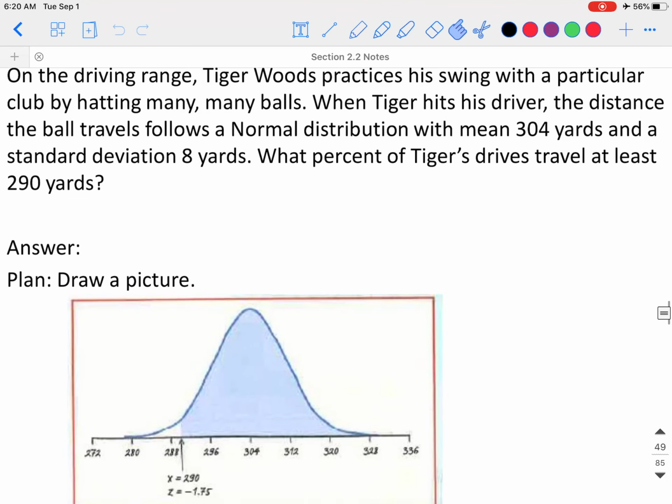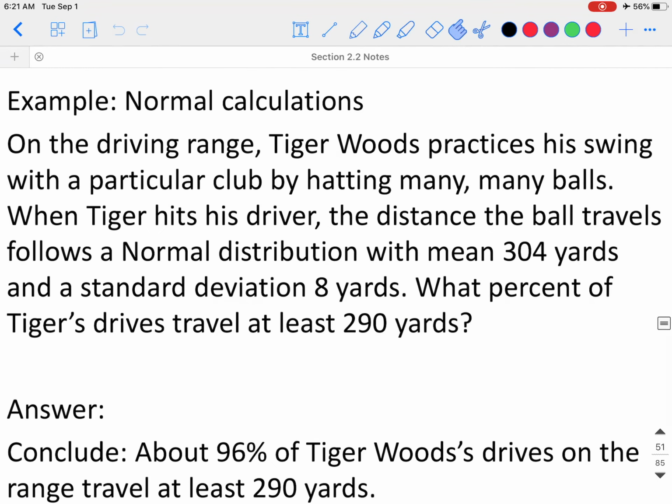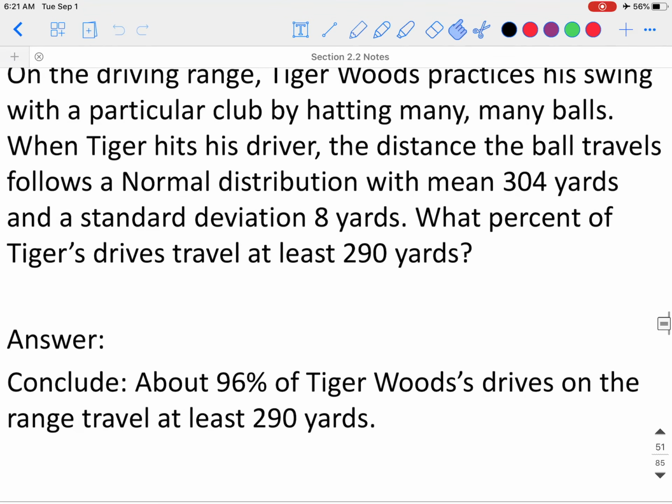And if we go up and look at our graph, this does make sense that it should be around 96%. It is covering almost the entire graph with the shading. So our conclusion is that about 96% of Tiger Woods' drives on the range travel at least 290 yards.